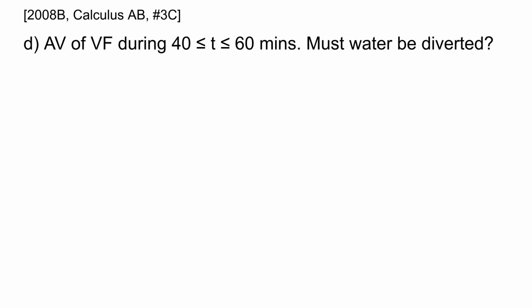In part D of this question, we are asked to find the average value of the volumetric flow during the time period from 40 to 60 minutes. And then we are asked if water must be diverted. In order to really understand this question, you're going to want to refer back to the original statement of this question. That link is provided in the description because this question gets kind of wordy. Make sure you have that open.